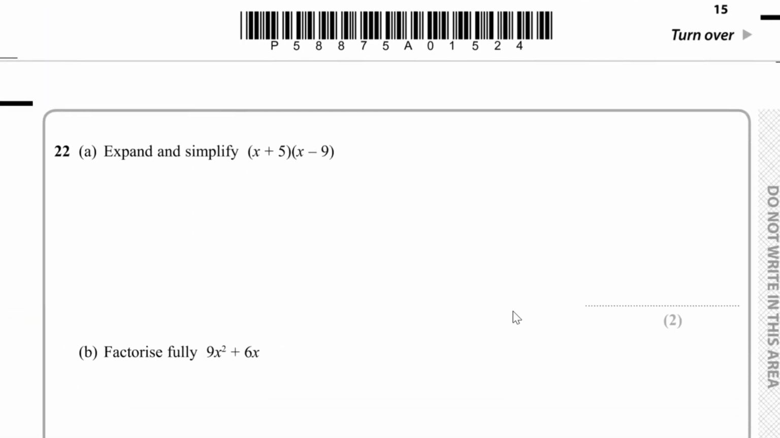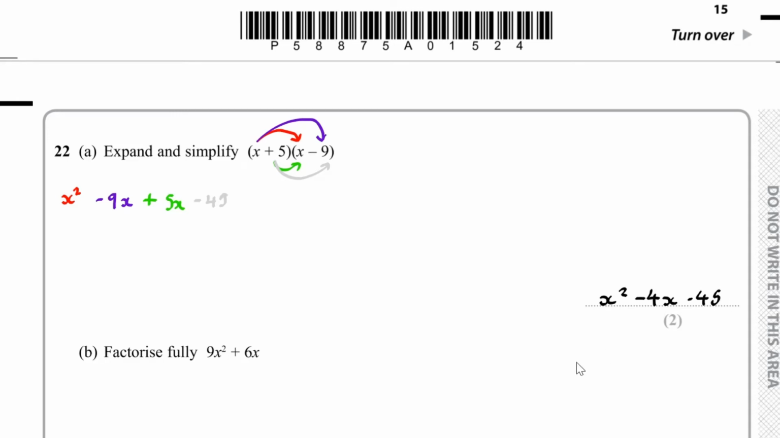Okay, so now for the next question, we have to expand and simplify x plus 5 lots of x minus 9. Well, x times by x, that's x squared. X times by minus 9, that's minus 9x. Over here we've got 5 times by x, which is 5x. And 5 times by minus 9, that's minus 45. And if we tidy all this up, it turns out we get x squared minus 4x minus 45.